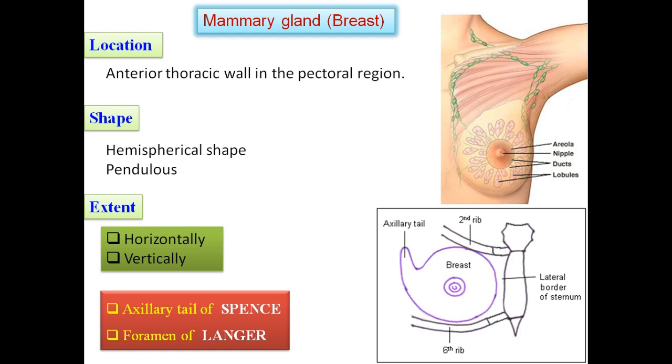The gland is located in the subcutaneous tissue of the anterior thoracic wall in the pectoral region. The shape of the gland is conical or semi-spherical. In old age women, above the age of 60 to 70 years, the gland sags and appears pendulous.